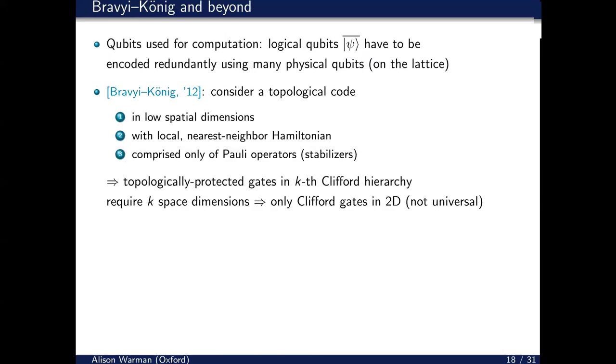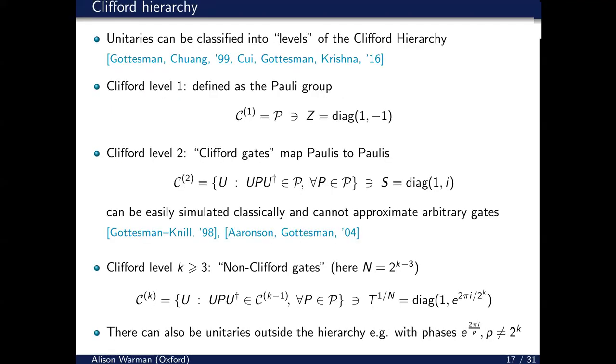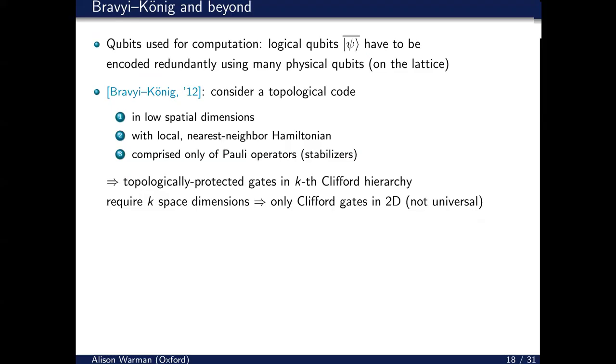Now, an important theorem by Bravyi and König is that if one considers a topological code in low spatial dimensions and with a local nearest neighbor Hamiltonian comprised of Pauli operators, then the topologically protected gates at level K of the hierarchy can only be implemented in K space dimensions. So if we're only in 2 dimensions, one can only implement Clifford gates, which are not universal and can easily be simulated classically.